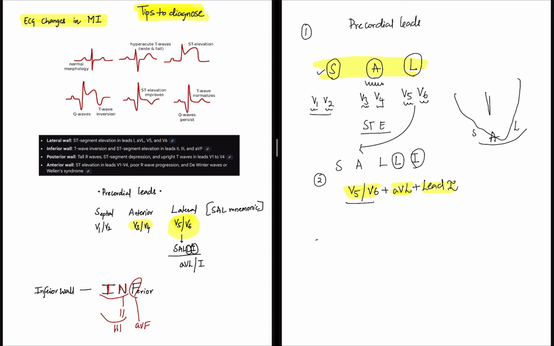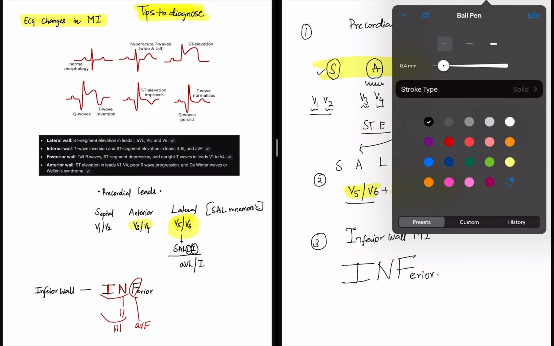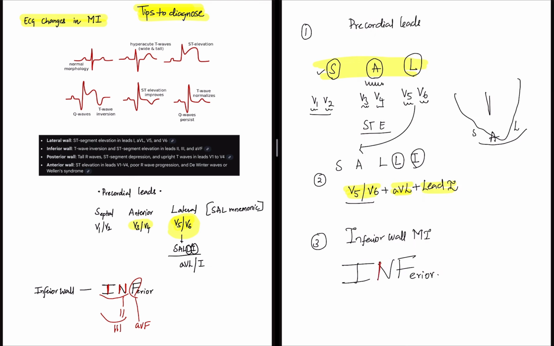The third take home is inferior wall MI. What are the leads we see? Remember this mnemonic INF, inferior. Just highlighting them. Let me take a different color. Now N has two ones like this, so this is lead 2.